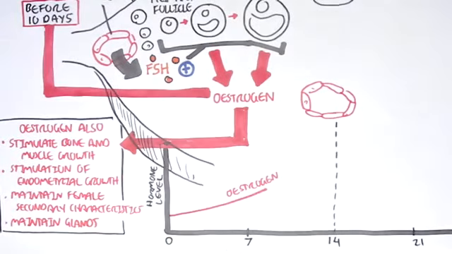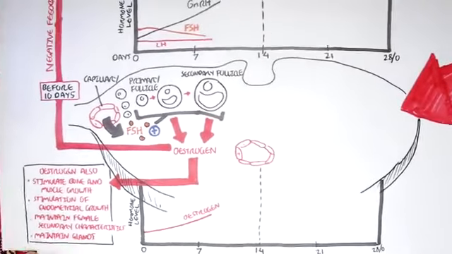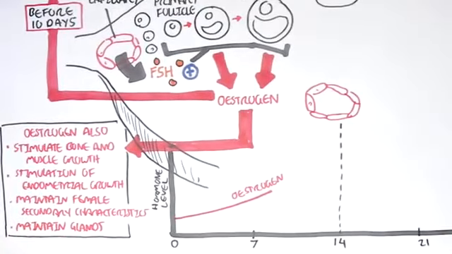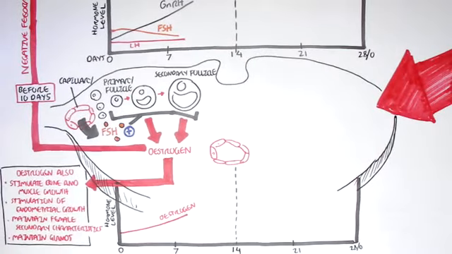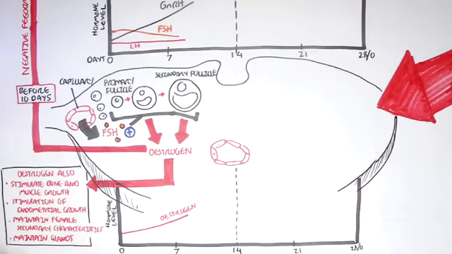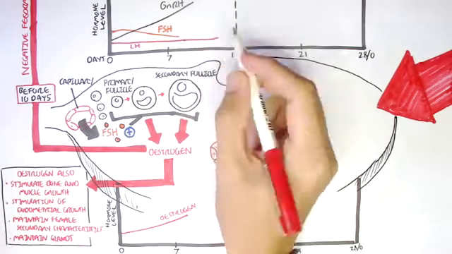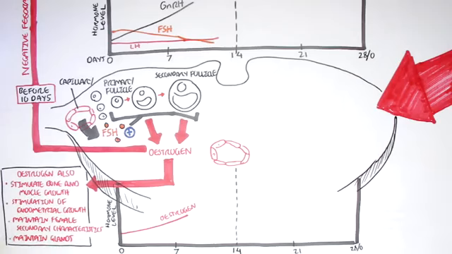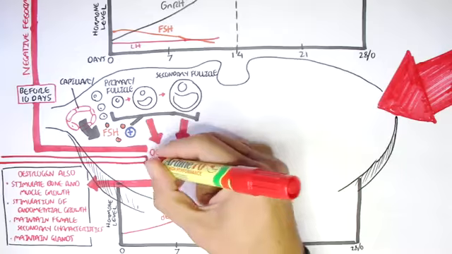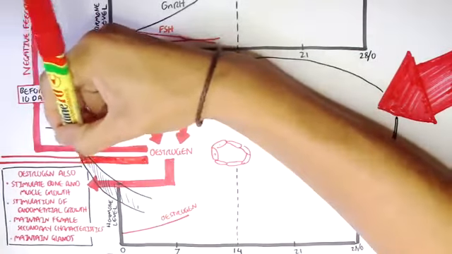So just to draw this graph up to 10 days of the menstrual cycle, we see a steady low concentration of luteinizing hormone due to the inhibitory effects of estrogen in the first 10 days. And we also see a steady drop of follicle stimulating hormone due to the increase in estrogen levels as well, which has a negative feedback.